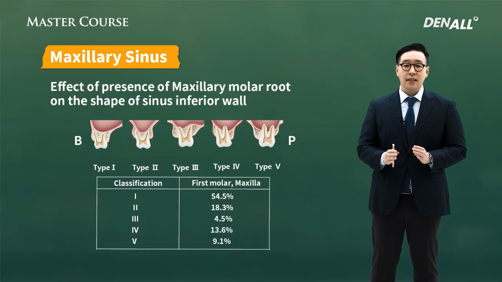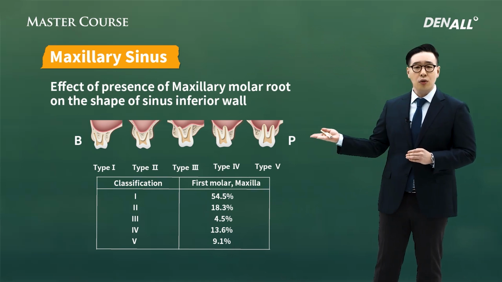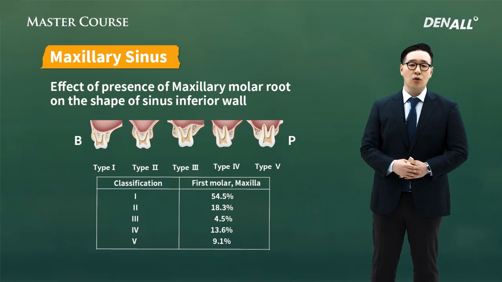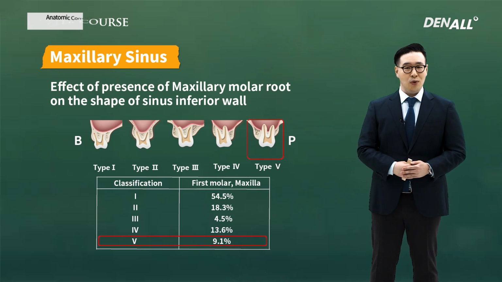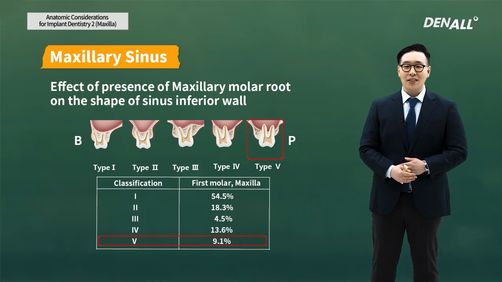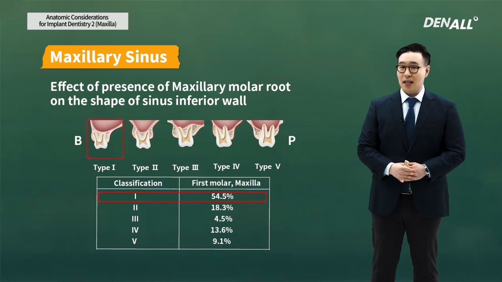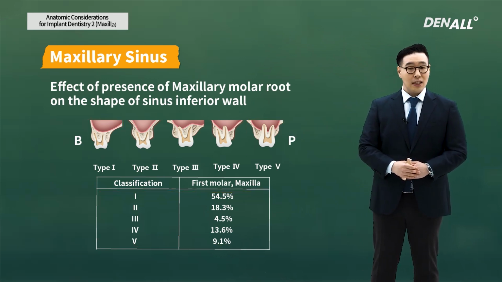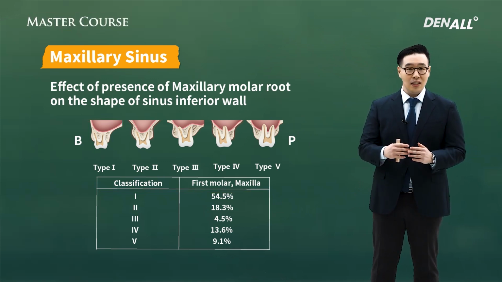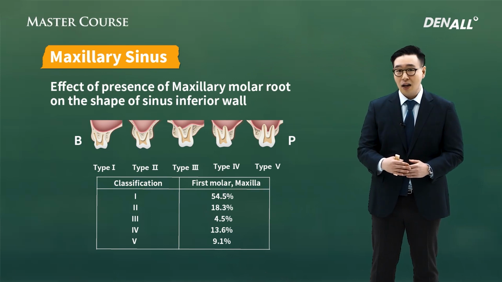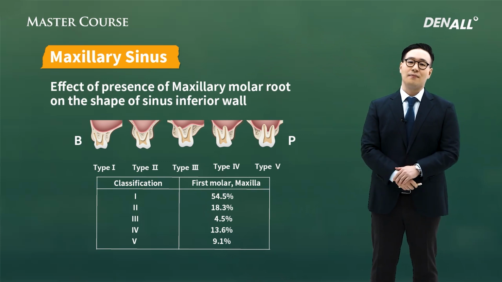Now, the molar root affects the shape of the sinus inferior wall. Type 5 is very irregular and rough, and the possibility of that is low, at 9.1. Most cases are flat, as in type 1. That's what the report says. But if you are planning for sinus bone grafting, you have to have an accurate CT diagnosis to avoid any unexpected situation during surgery.